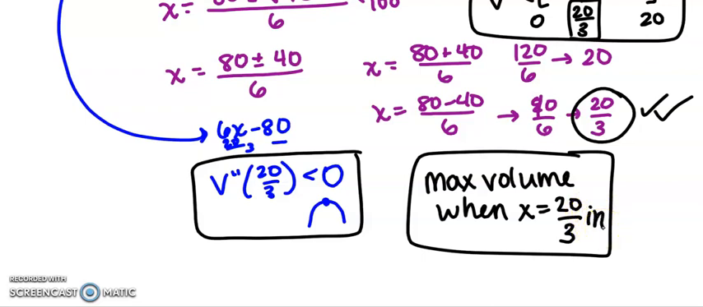Okay, so again, start with the primary equation, create some sort of a helper, sub in the helper, take the derivative, find the critical numbers, and then use calculus to justify your critical numbers.